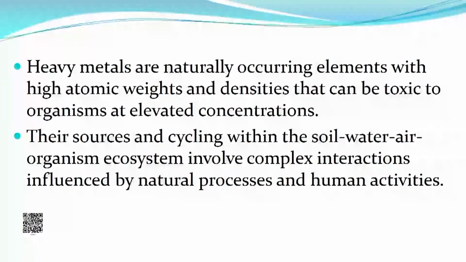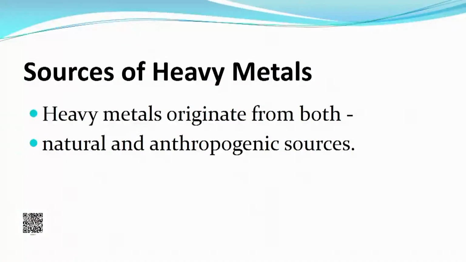So we can say heavy metals are, as already said, naturally occurring elements with high atomic weight and densities that can be toxic to organisms at elevated concentrations. Sources and cycling within soil, water and air, to organisms and ecosystems, involve complex interaction influenced by natural processes and human activities too. So there are two sources of heavy metals: natural and anthropogenic sources.